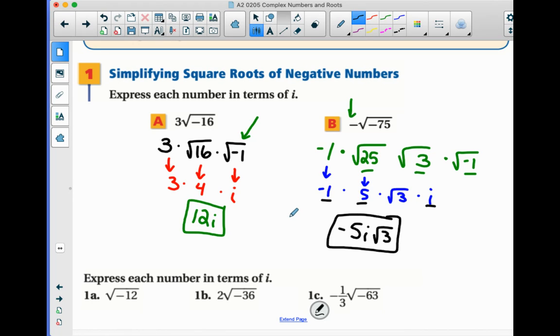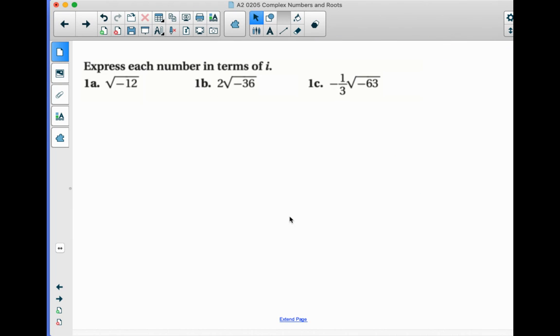Whoo! Gets a little crazy. Hey, when you try these out, be super careful on 1C. That is pretty crazily complicated, but I believe in you guys. So pause it here, try them out, and I'll work them out as well.